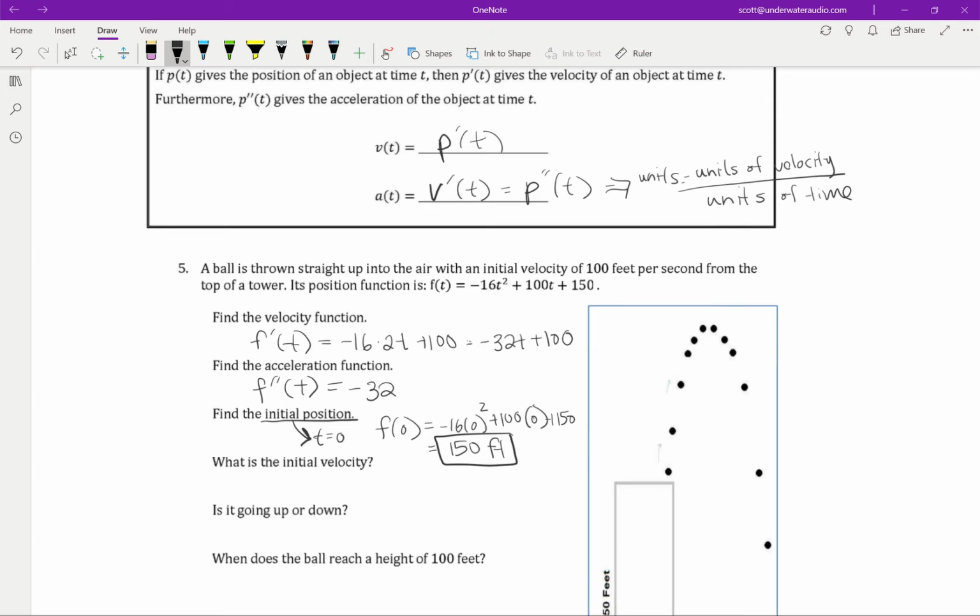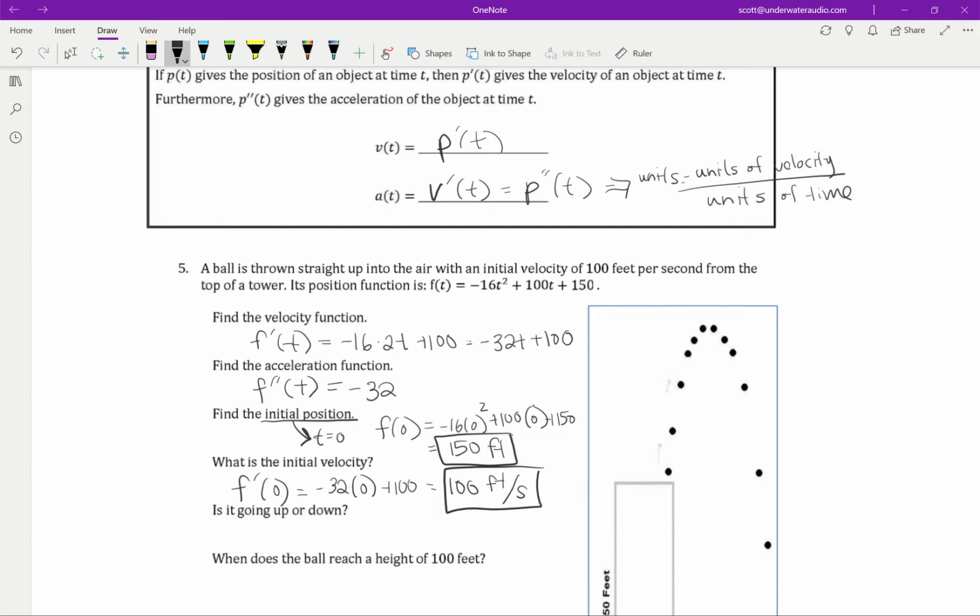What is the initial velocity? So initial meaning t equals 0, velocity meaning the derivative. So that's f prime of 0. So negative 32 times 0 plus 100. So that will be 100. And we just talked about how to do the units of velocity, and that's the units of position divided by units of time, which was seconds. So 100 feet per second.